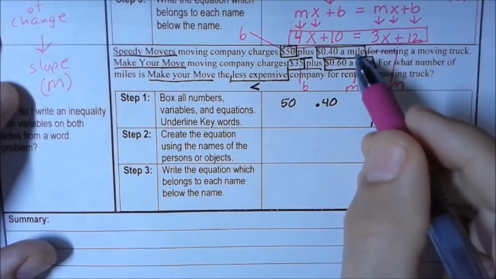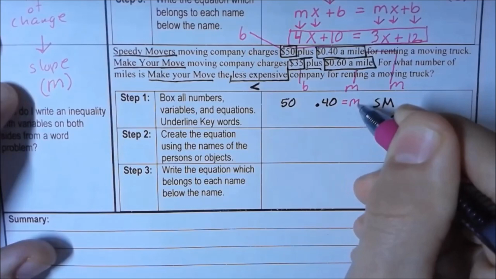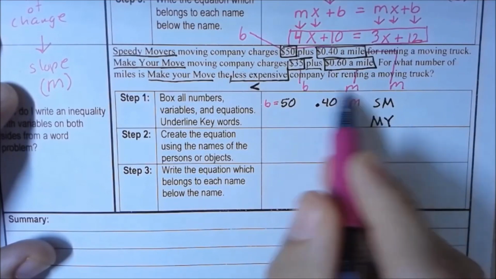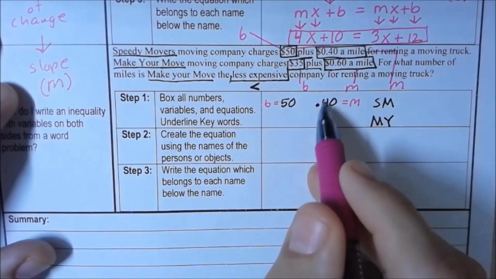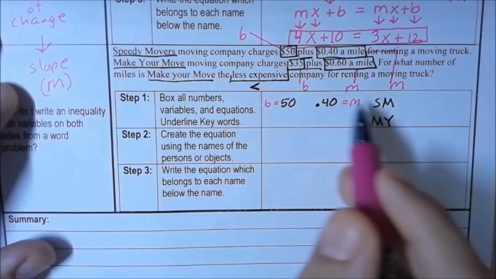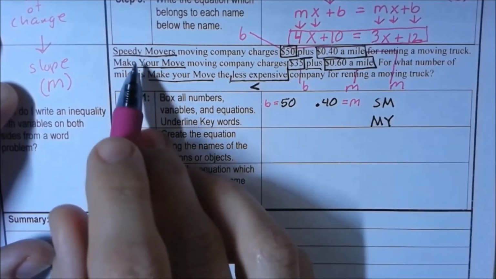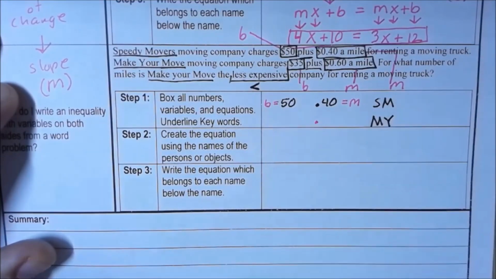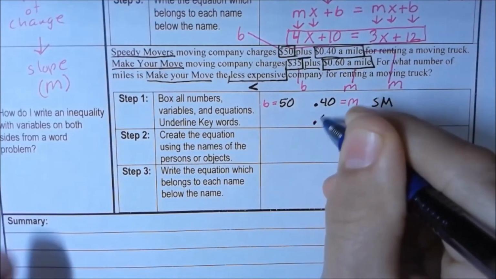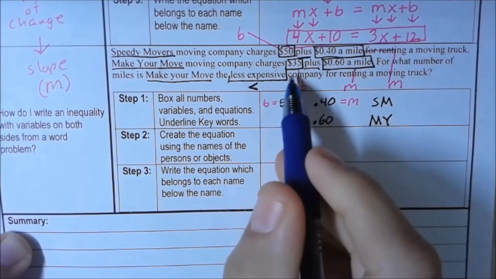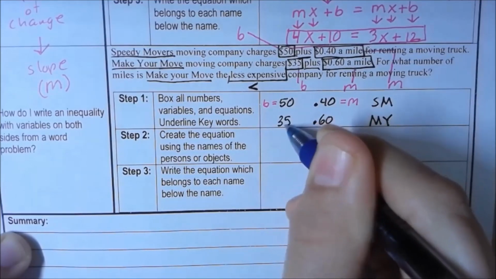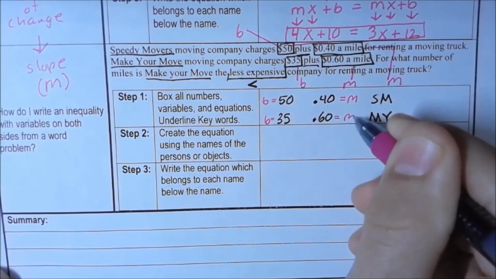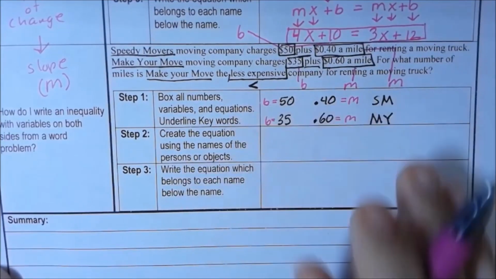Now, I've told you that the 40 cents per mile is an M. This 50 is my B, because it only happens one time, and then this one changes a lot because it depends on how many miles you drive. So we'd be multiplying this one by X to see what the total cost is. For Make Your Move, we're looking at 60 cents a mile. So that 60 cents, let me write with my other pen, 60 cents. And then we had a one-time fee of $35. So this was my B for them, and this was my M for them. So I got my information written down.